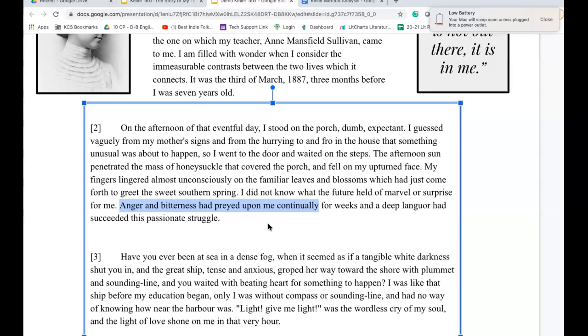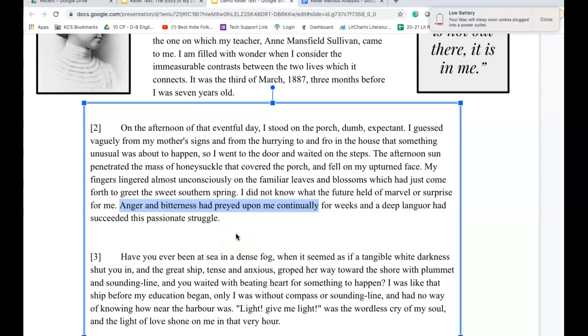Because anger and bitterness is not like an animal that preys. Those are emotions. So she's kind of equating them to almost like a wild animal that is pursuing its prey, its victim. She felt somewhat victimized by these overwhelming feelings of anger and bitterness.